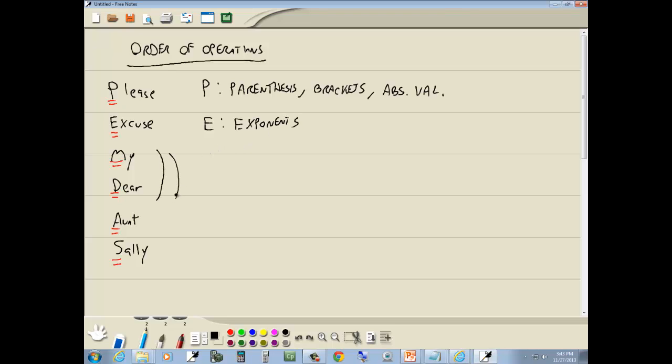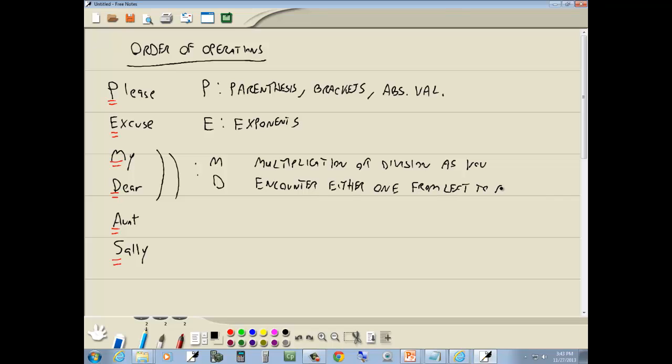Now these you do together. The M and D says multiplication or division, as you encounter either one from left to right. That doesn't mean you go through and do all the multiplication first, then all the division. You have to just do either one as you encounter it from left to right in the problem.